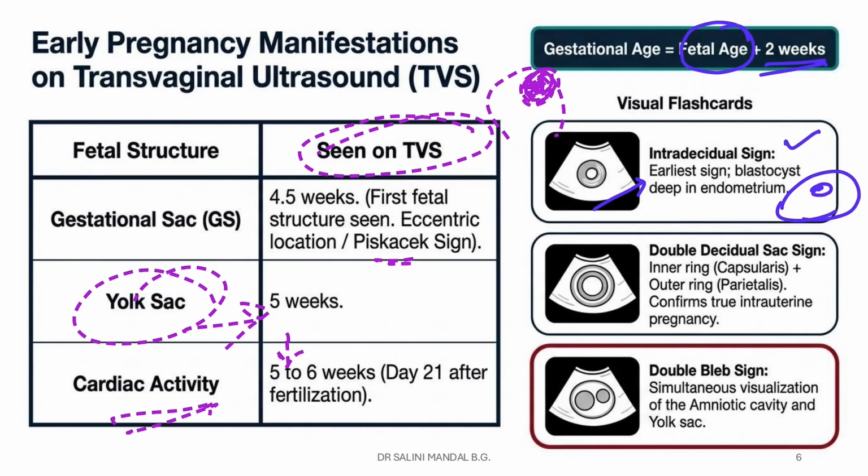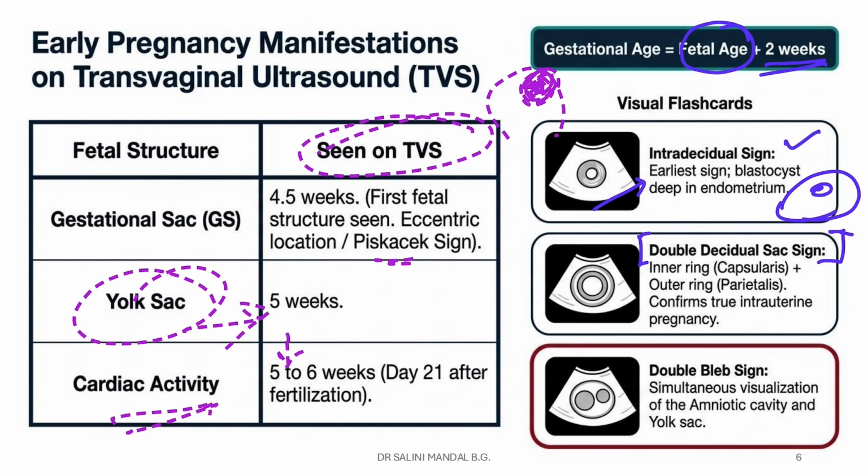After which, we know that the decidua capsularis, parietalis and all are there, right? So that can be seen, and that is what we call the double decidual sac sign, which confirms the intrauterine pregnancy.